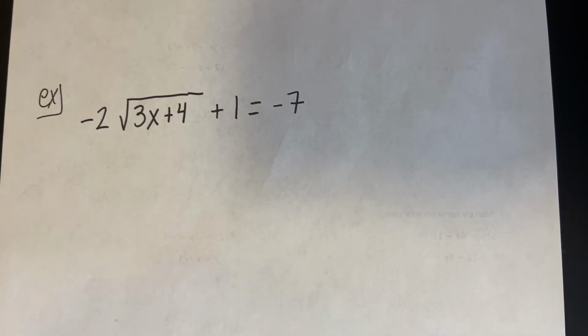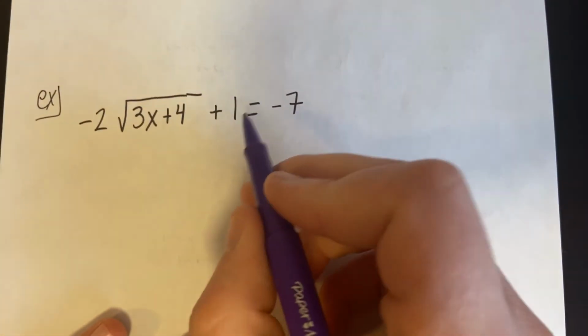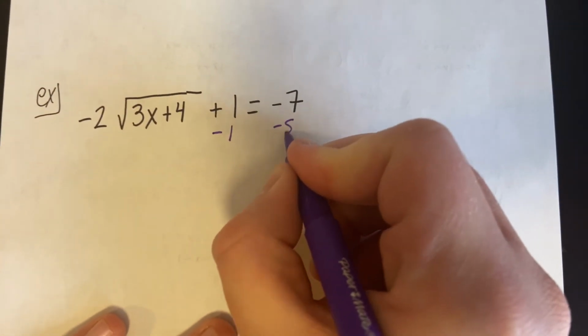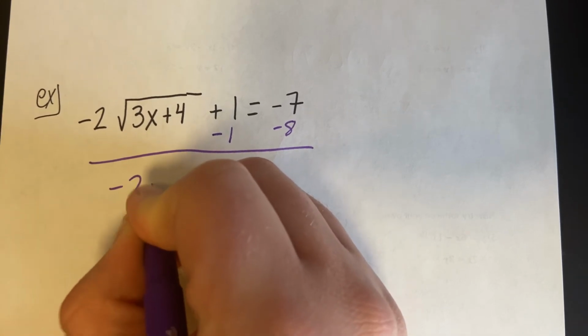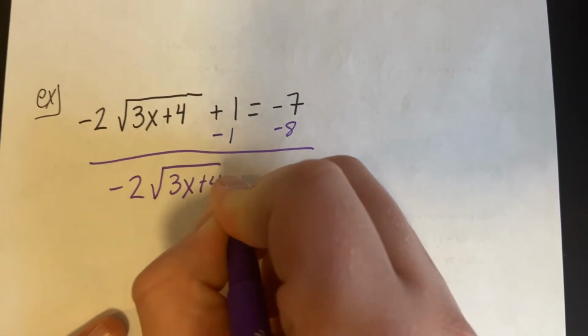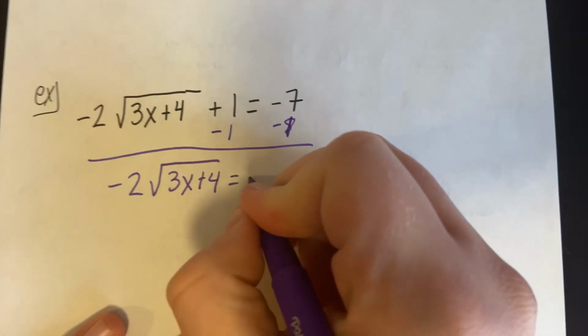This last example is being multiplied by a negative 2, and it's being added to a 1. One of the things we just discussed is that we have to get the square root on a side by itself. So I'm going to do all this manipulation until the square root is on a side by itself. I've got addition in here, which is one of the easier operations to get rid of, so I'm going to subtract the 1 from both sides. Now I'm left with negative 2 times the square root of 3x plus 4 is equal to negative 8. It will be negative 8, because I'm subtracting 1.